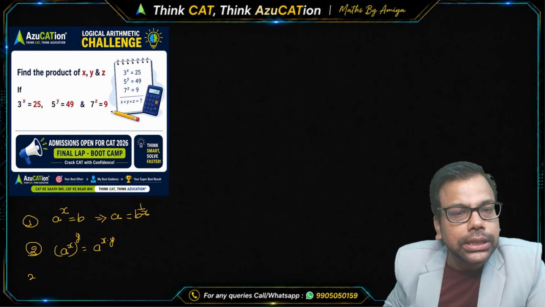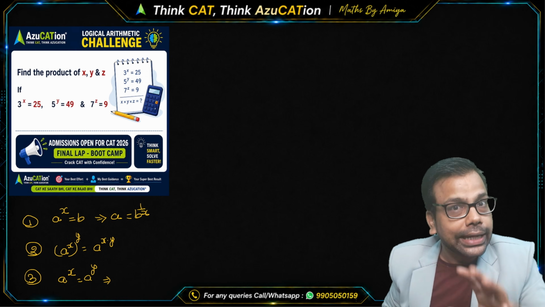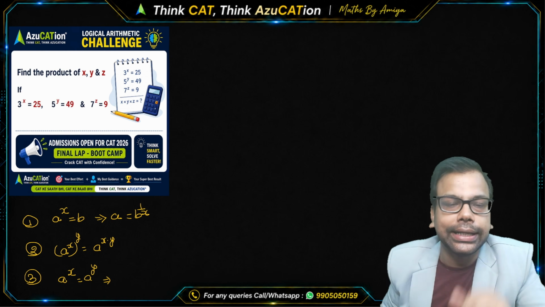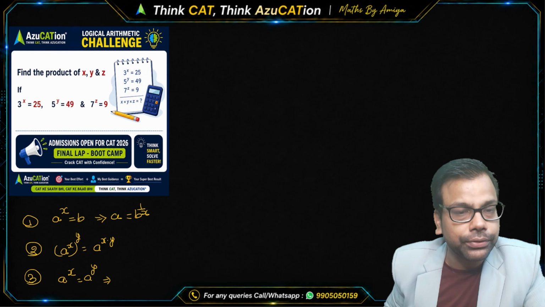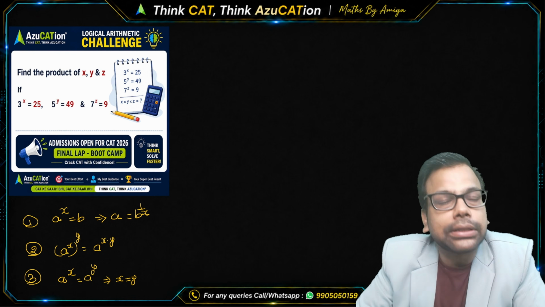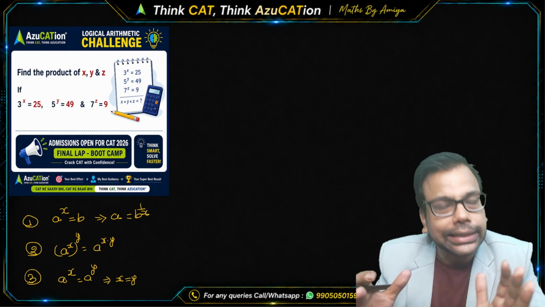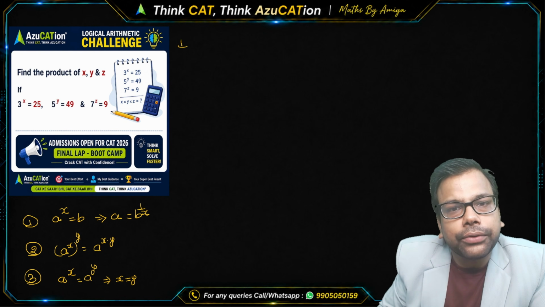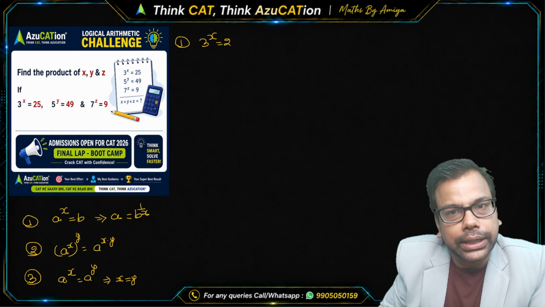And the third basic concept: a raised to power x is equal to a raised to power y, if a is not 1, not 0, and not negative, means a is positive, then that implies x is equal to y. So we have 3 fundas behind this question. These are all basic concepts, or you can use the log. Let's start with the first given condition. We have 3 raised to power x is equal to 25.